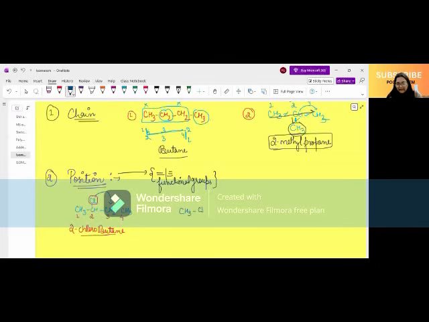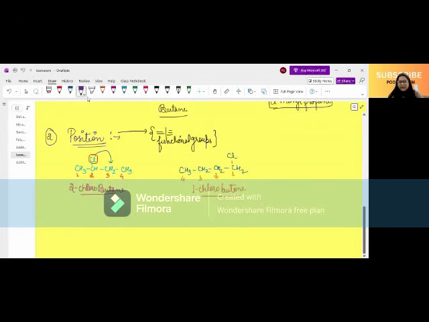CH3, CH2, CH2, CH2Cl. So when I place it over here, I will start numbering from here, from the back. 1, 2, 3, 4. So it becomes 1-chlorobutane. Yes or no? So what I have done, I have changed the position of the halogen. That is a functional group, right?